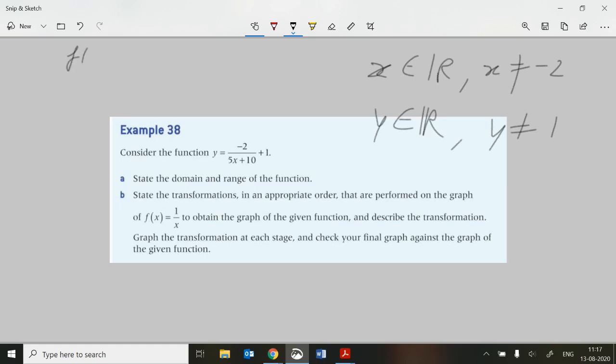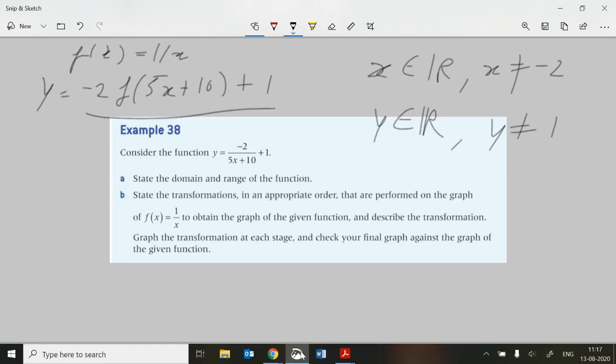I'm just going to say that our function here, so actually let's say that the original function, 1 over x, because that's what they define here, and our y is going to be equal to -2 lots of f of this thing here, 5x plus 10 of our denominator, and then plus 1. So that's what's happened to f of x in order to get y.